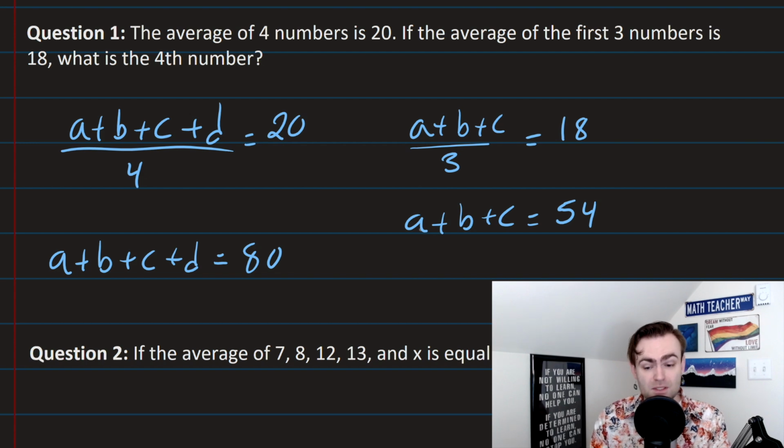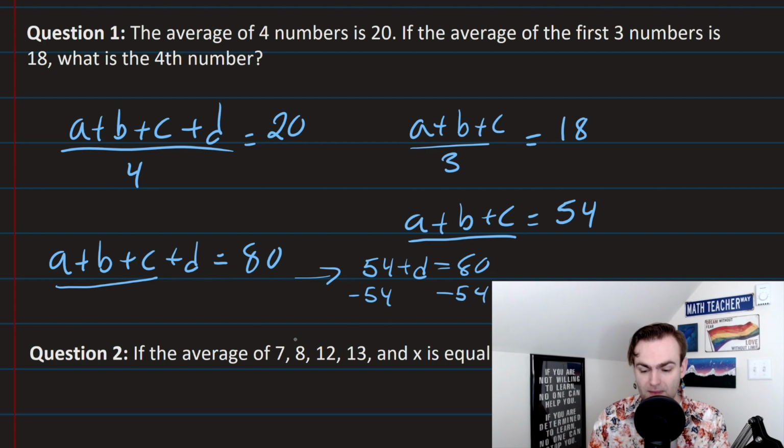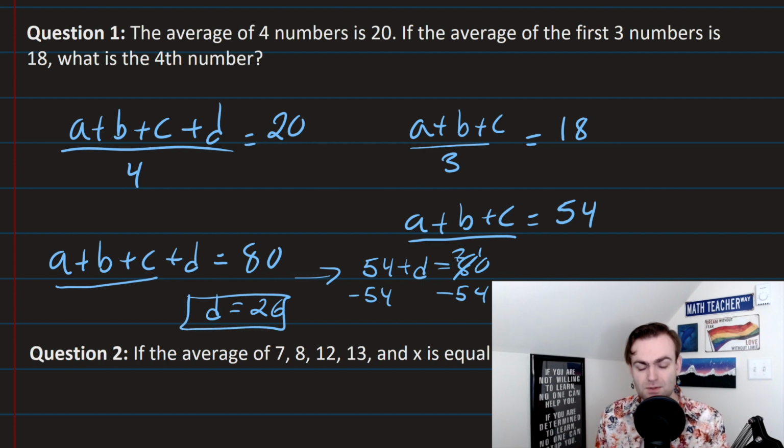Now we can do some substitution. I know that A plus B plus C is equal to 54, so this is 54. So we have 54 plus D is equal to 80. So if we subtract 54, we have that D is equal to, and then we need to borrow a little bit. So 26, and that is our answer.